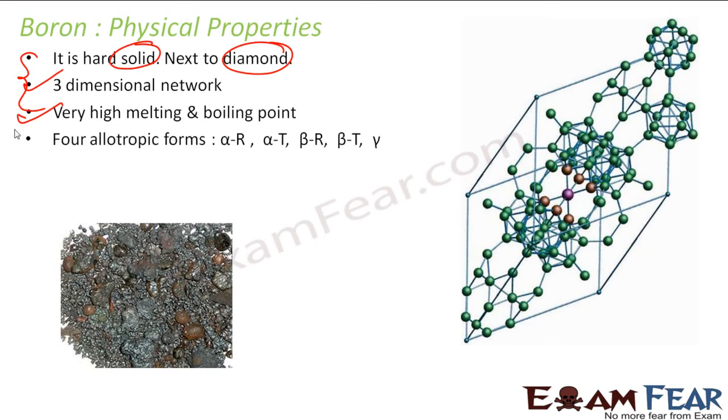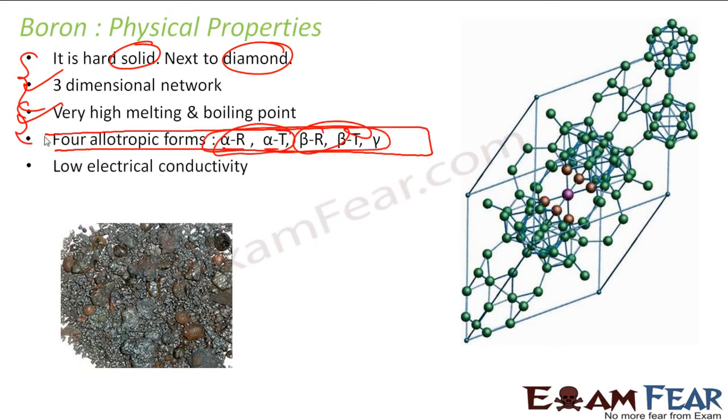And there are 4 allotropes of boron which we won't study in this class, maybe in higher class. It has very low electrical conductivity because if you see, all the atoms are very tightly bonded, and there are no free electrons for electrical conduction. You can say that it is very hard, has very high melting and boiling point and no electrical conductivity, because diamond also has a similar kind of structure, and diamond also has similar properties.